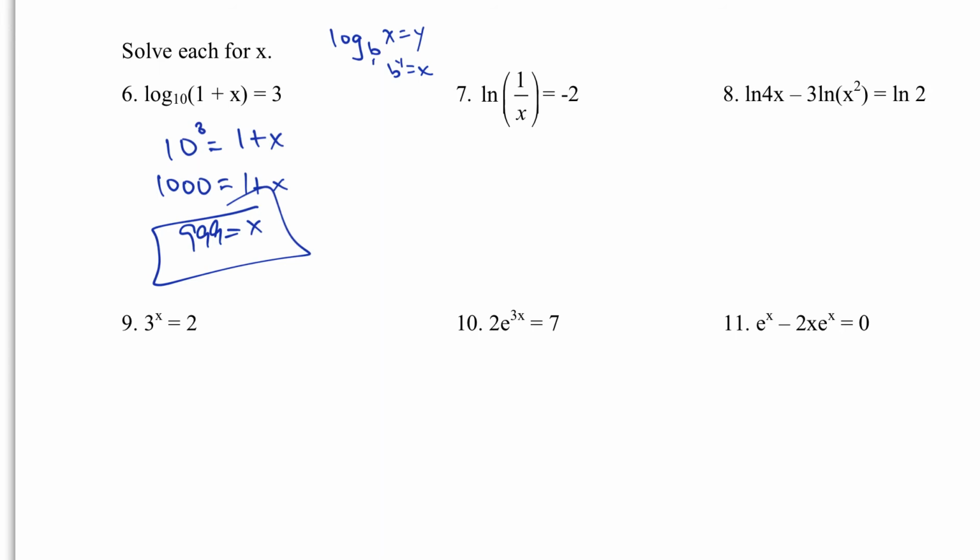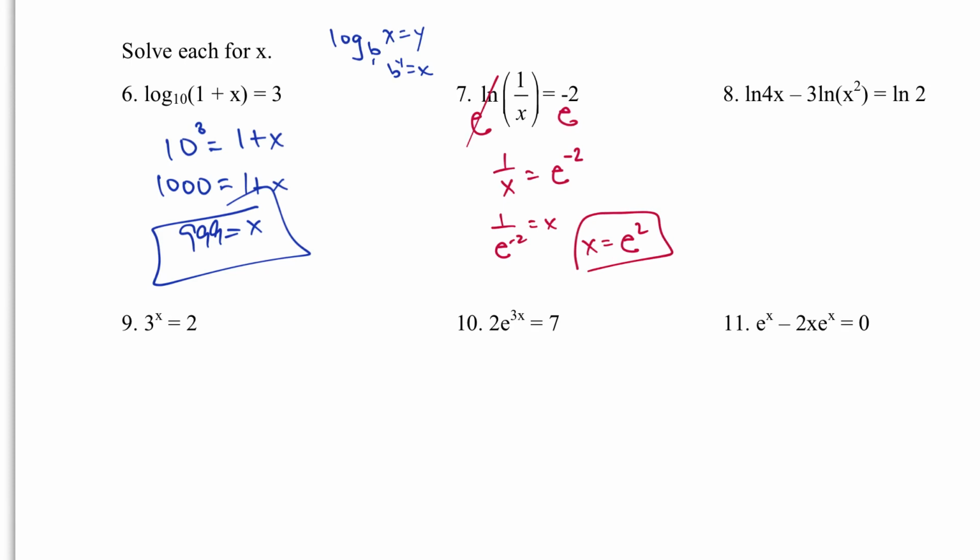Okay, on the next one, we've got ln. So remember, ln has base e, the natural base, so to undo it, that's what I'm going to do. I'm going to use e. So I'm going to take e to each of these powers. So e to the ln 1 over x, e to the negative 2. That will undo this and just give me 1 over x. On this side, I end up with e to the negative 2. So again, to undo ln, I use e. And now, solving for x, I'll get 1 over e to the negative 2 equals x, so x is just e to the 2nd power.